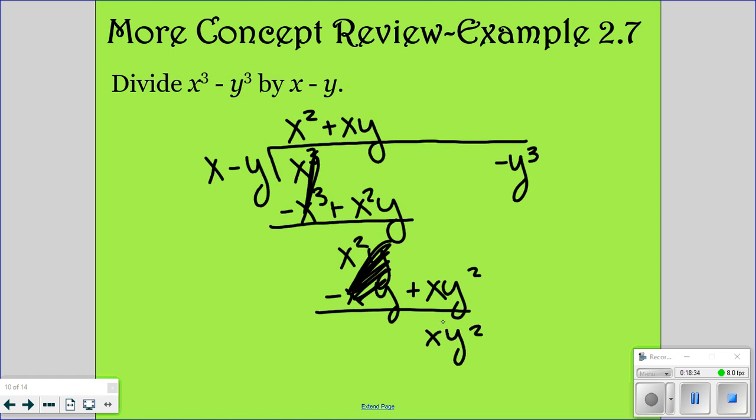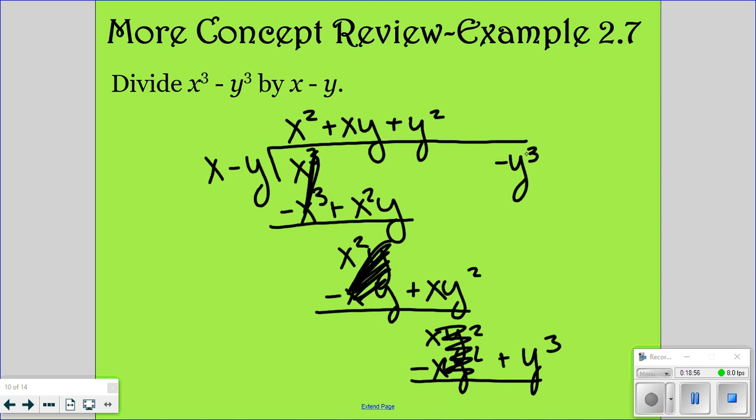Then we repeat. You do the same thing every time. X times what gives me xy squared? Plus y squared. So y squared times x minus y is xy squared minus y cubed. So again, you change your signs because you're going to subtract. And these terms up here cancel.